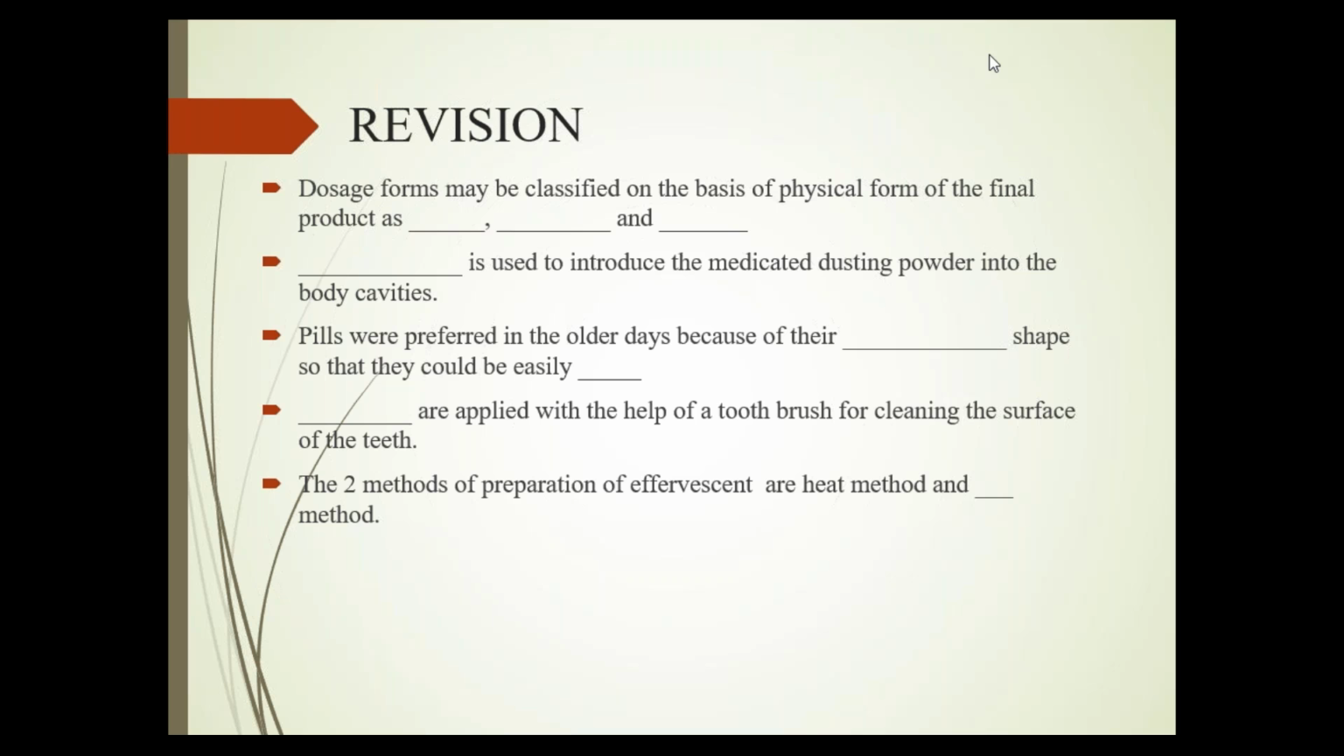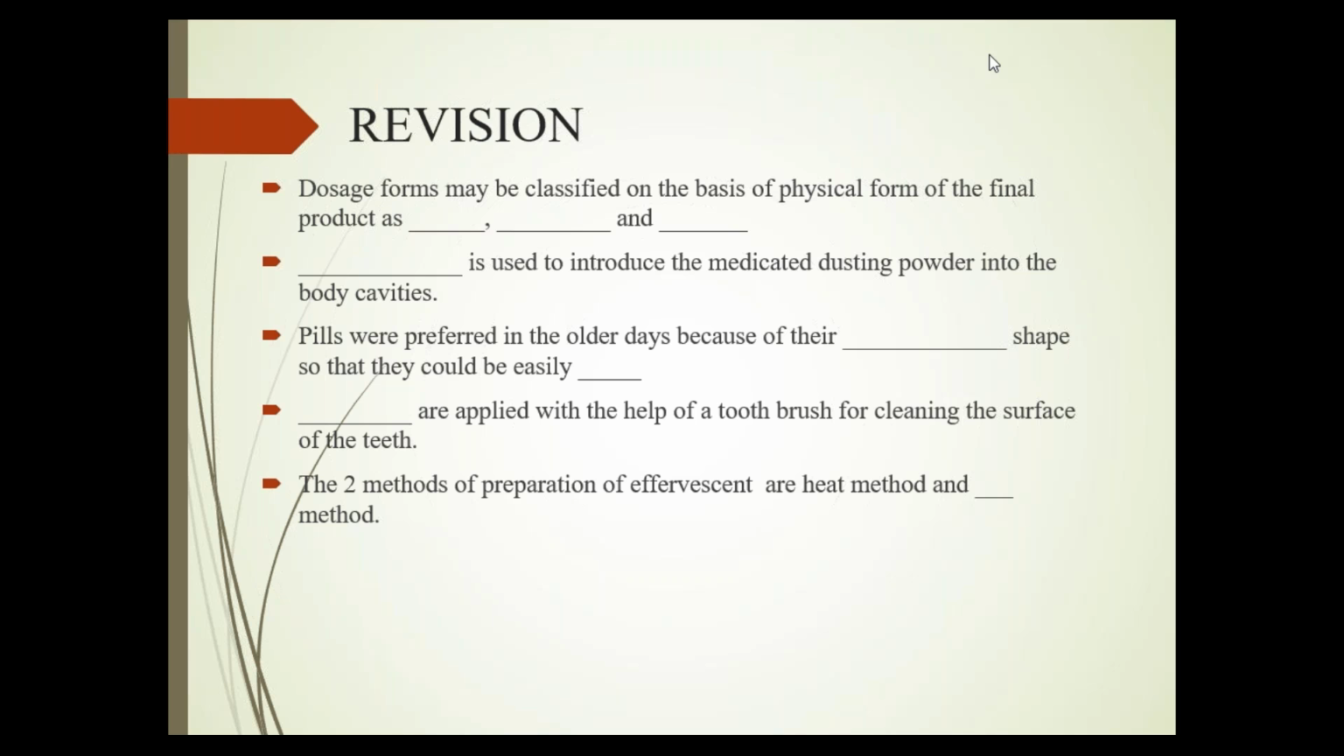Pills were preferred in the older days because of their dash shape. What was the shape? Do you all remember? How were pills looking? Spherical shape. Small will be size, no? Its shape is spherical. And why were they preferred? If it is spherical, what is the advantage?